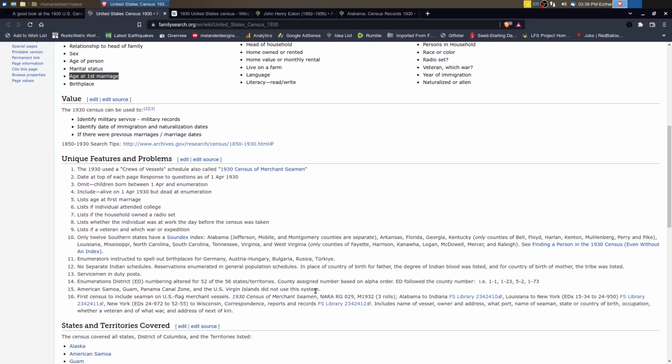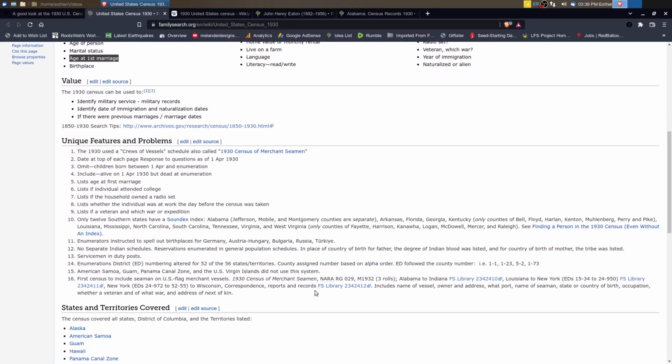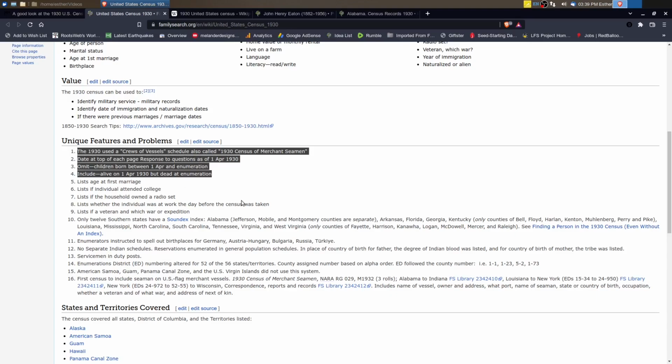If we scroll down on this page, it gives a little bit more information about things that are unique about this. So like I said, the ownership of a radio was a unique question. Also, there was a question about if a person had attended college. And there were questions about whether to omit or include people who had been deceased or born, depending on what day that was, whether they should be included or not.